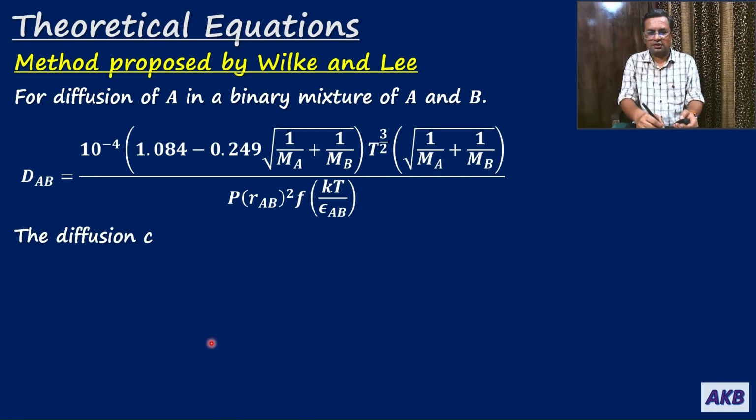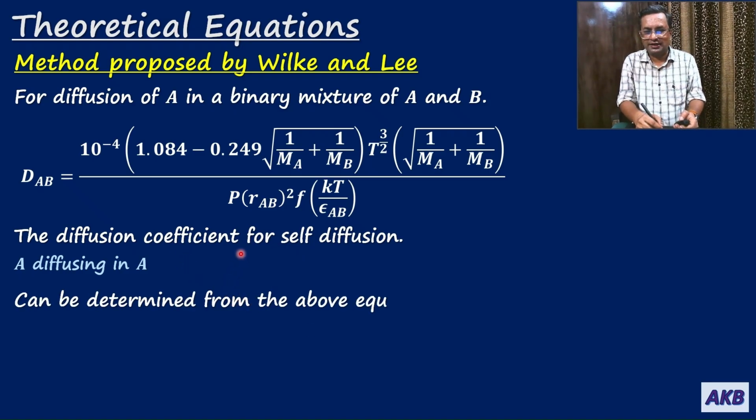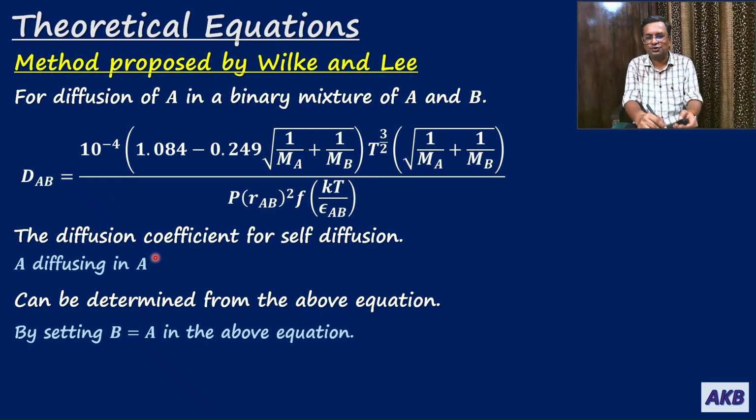You can also find the diffusion coefficient for self-diffusion, that is, when A is diffusing in A. And how can you do that? The diffusion coefficient for self-diffusion can be determined by setting B equal to A in the above equation. If you make this change, then you can use this equation even for finding the diffusion coefficient for self-diffusion.